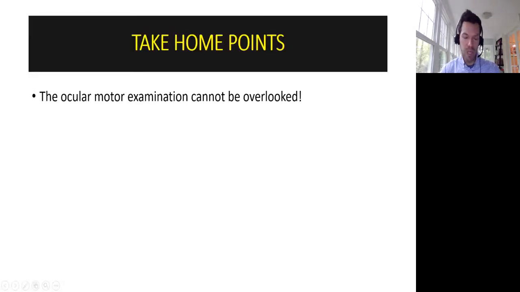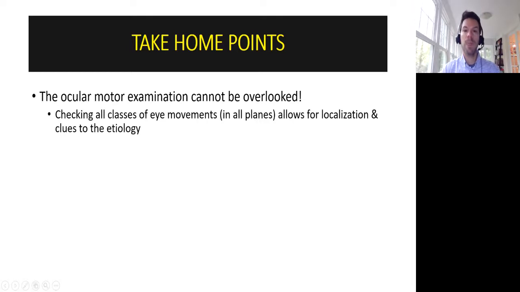Take home points from the ocular motor portion. You really can't overlook the ocular motor exam. It's so important. If you know where these structures are in the brainstem and the cerebellum, and you know how to evaluate these eye movements, each class of eye movements horizontally and vertically, it can really assist you with localization, localizing to a specific nucleus or nuclei in the posterior fossa, and give you clues as to the etiology.